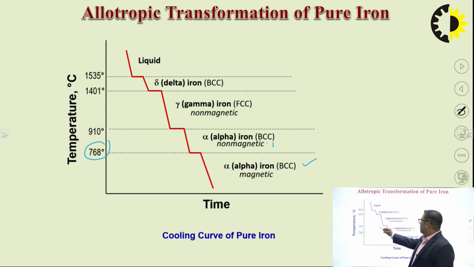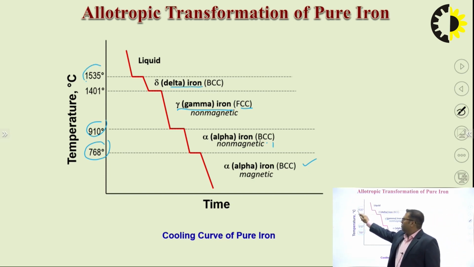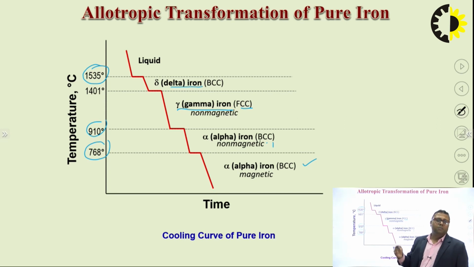Then going above 910 degrees centigrade, this iron converts into gamma iron and its structure is FCC. This is also non-magnetic. Above 1401 degrees centigrade, this gamma iron converts into delta iron. This is a BCC structure, and the melting point of pure iron is around 1535 degrees centigrade. Above this temperature, the solid form of iron converts into the liquid stage.